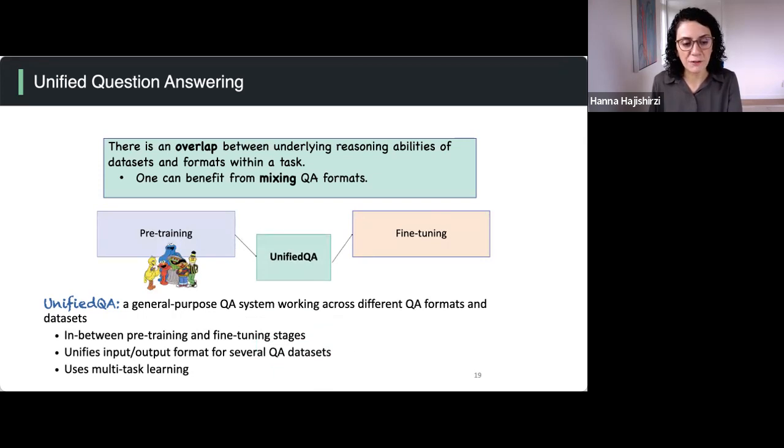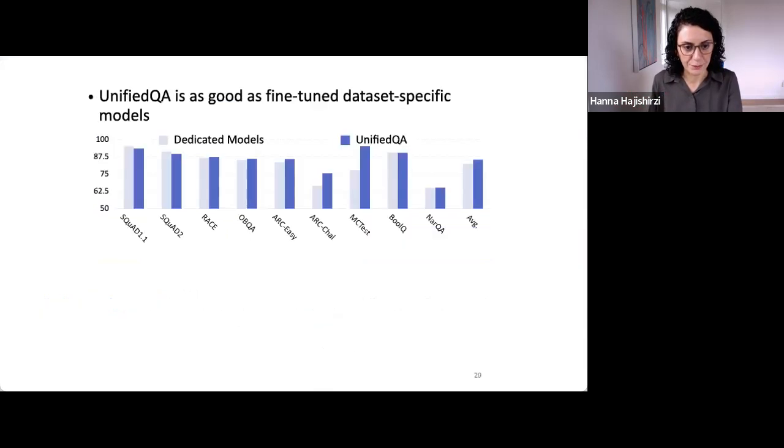It basically unifies the input-output formats for many different question answering data sets and maps all of them into sequence-to-sequence text formats. And then it uses multitask learning to train the model. So I'm avoiding going into more details for this work.